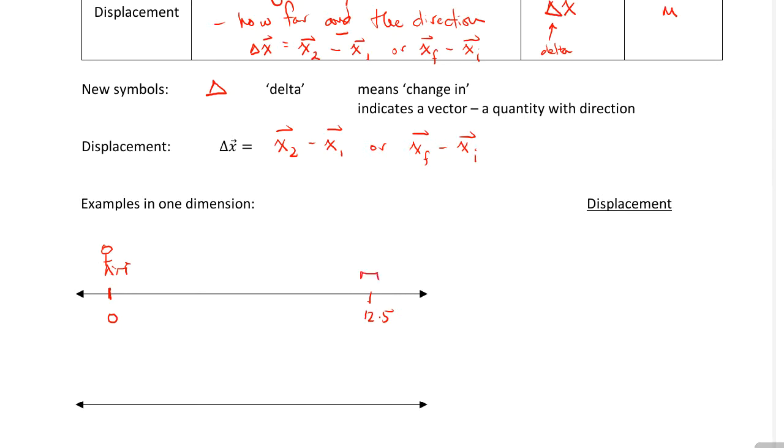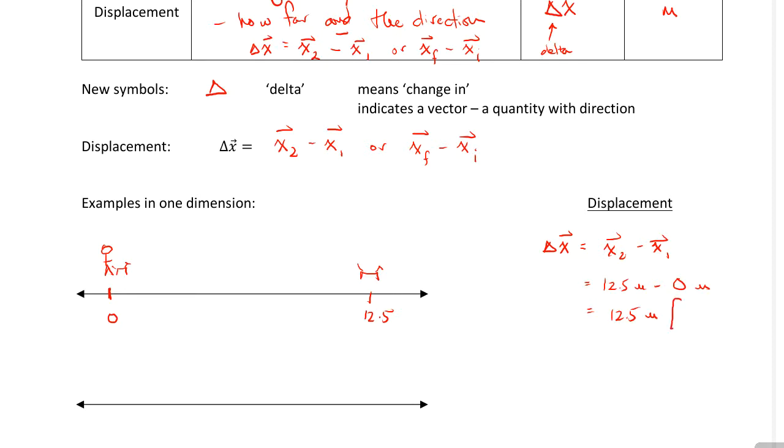And so if he ends up over here, then his displacement, delta x, which is equal to his final position minus his initial position, is going to be 12.5 meters minus 0 meters, and that's 12.5 meters.